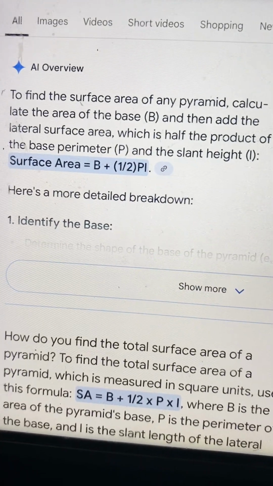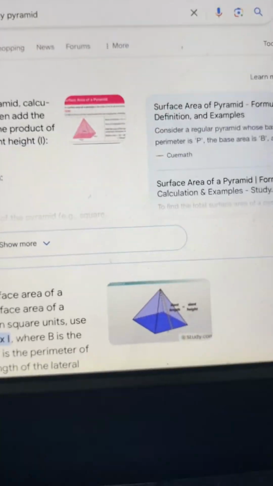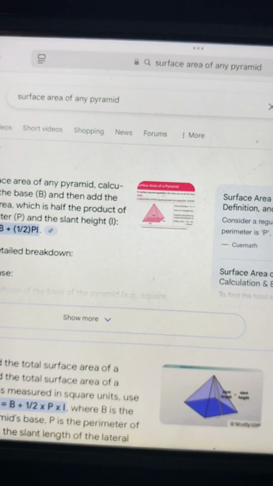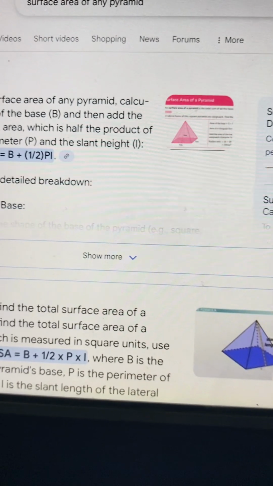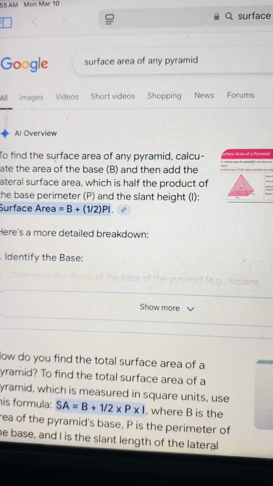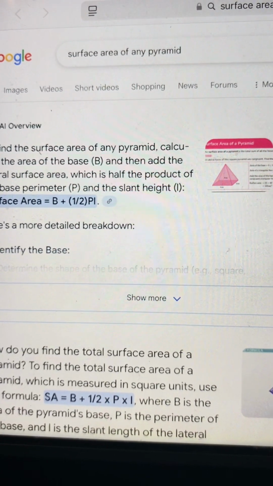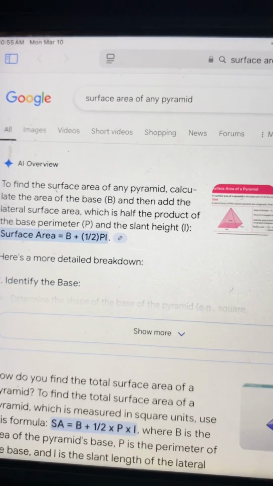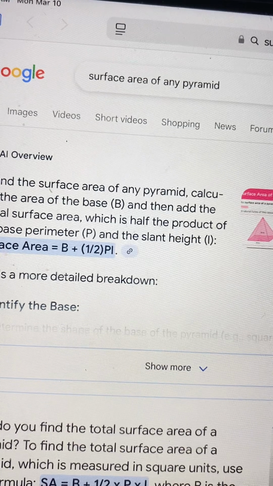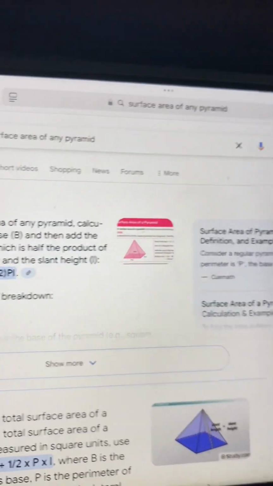But you should always remember that there's a simpler formula. You have two choices. Find the areas of all the faces and add them all together, or find the base and then add that to half of the perimeter times the slant height. So you have two choices: number one, find the area of all the faces and add them together, or simply do B plus 1/2 times PL.